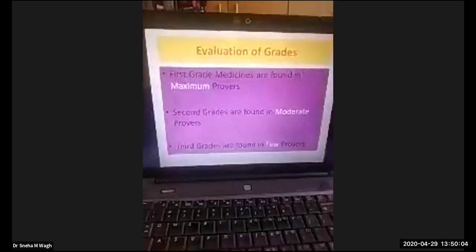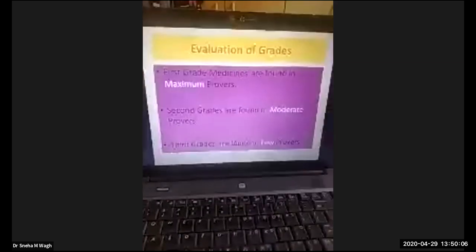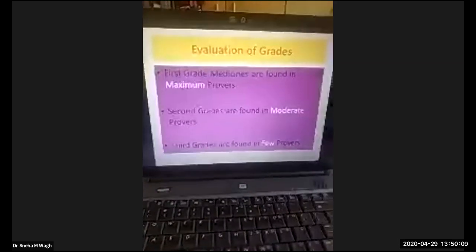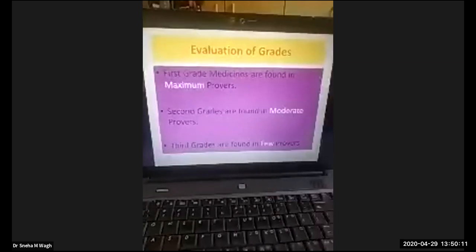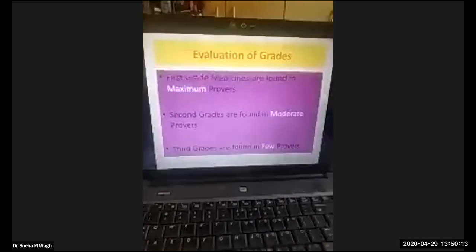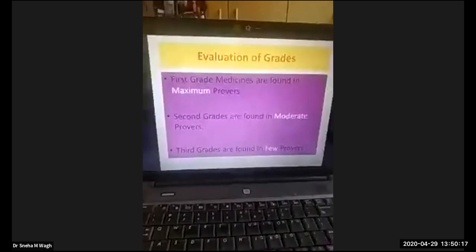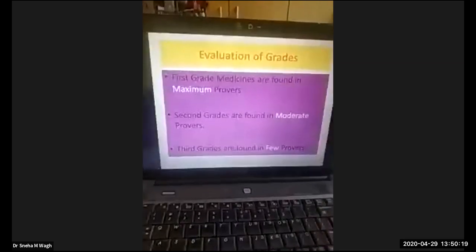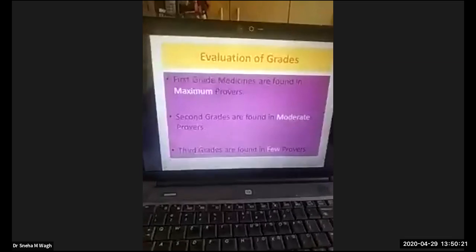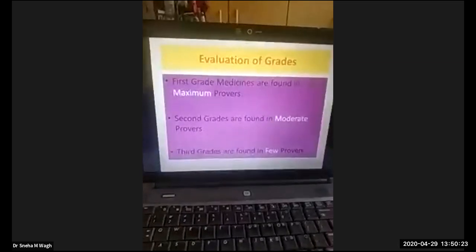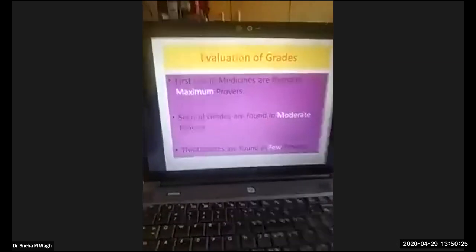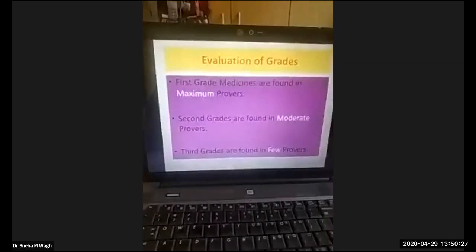Now let us find out how the grades are evaluated. First grade medicines are found in maximum provers, so they are grade 1. The second grades are found in moderate provers, so they rank as second grades. The third grade are found in few provers.